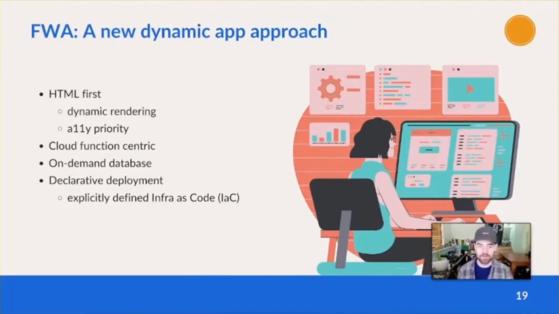Importantly, FWAs also have an on-demand database. So it's a full stack application. It needs that database. In our case, since they're on demand and managed, they auto scale. So there's no sockets or connection pooling, plus they're just wicked fast. Last, declarative deployment. So we have explicitly defined our infrastructure as code. You'll see this referenced as IAC.